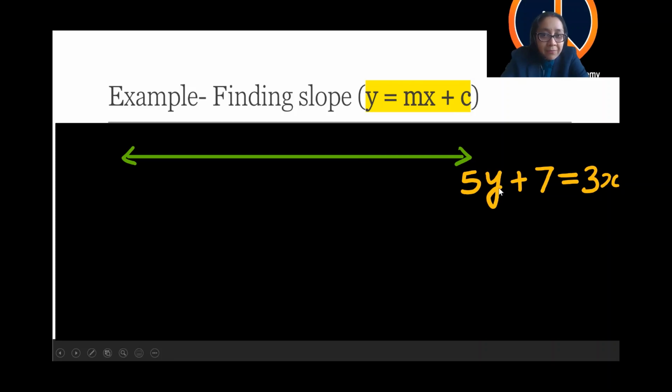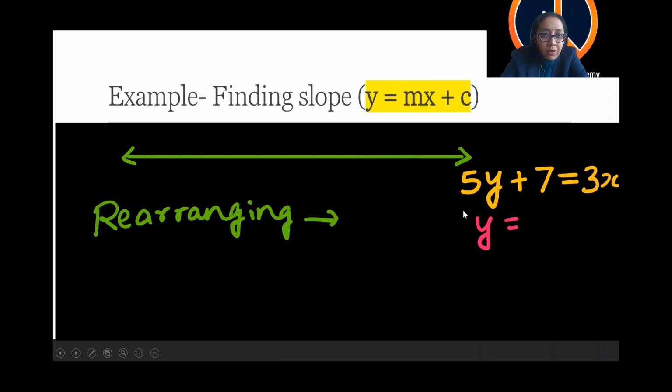So, but it is given as 5y. So we have to rearrange it and see that we can write it in the form y is equal to mx plus c. That means we divide both LHS and RHS by 5, and then we find that y is equal to 3 upon 5 x minus 7 upon 5. Okay, now it's easy to compare.